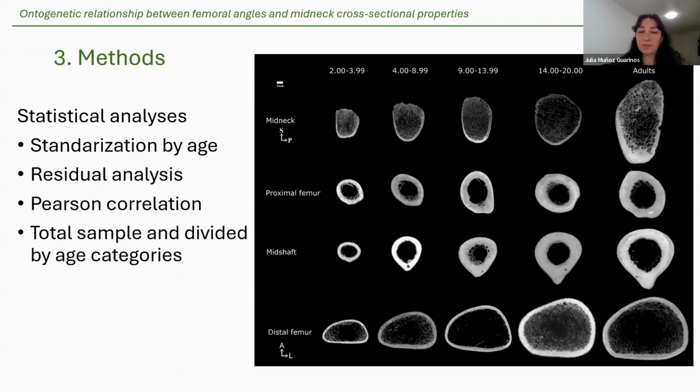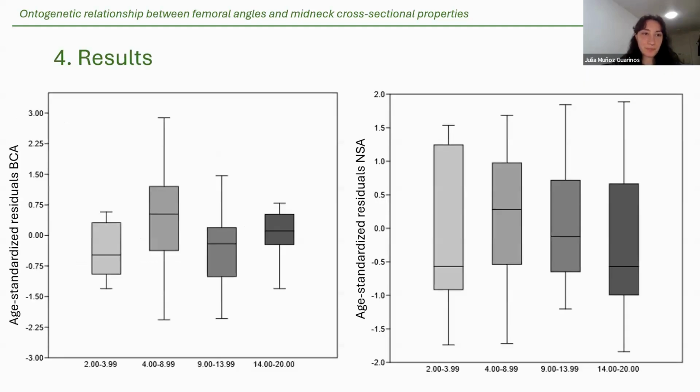Well, you can see here, not only on the femoral midneck, some individuals belonging to each group that we used. In this case, we excluded adults because at the femoral midneck there is a shift in the alignment of the moments of inertia, so we decided to exclude them and focus only on ontogeny.